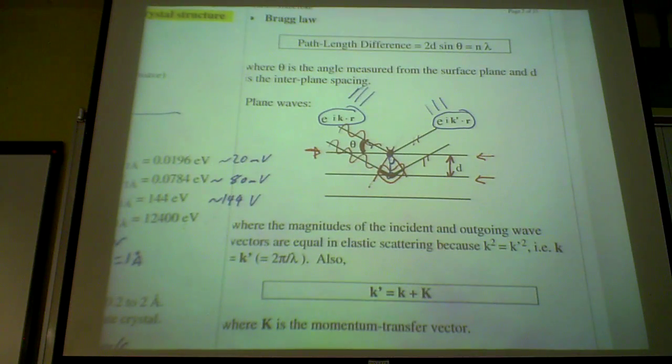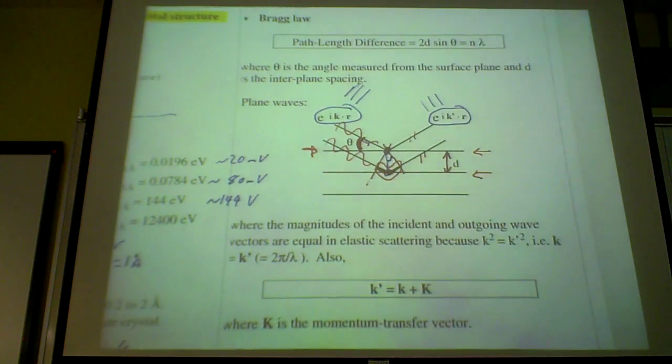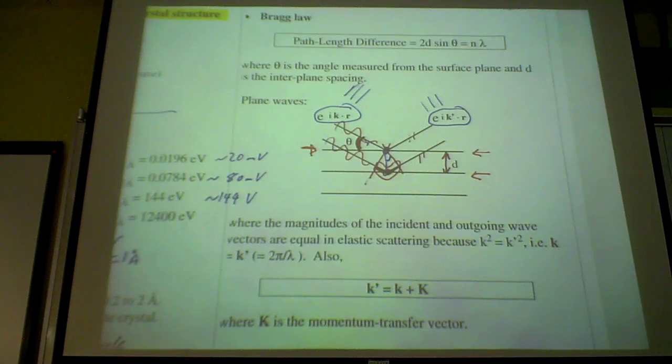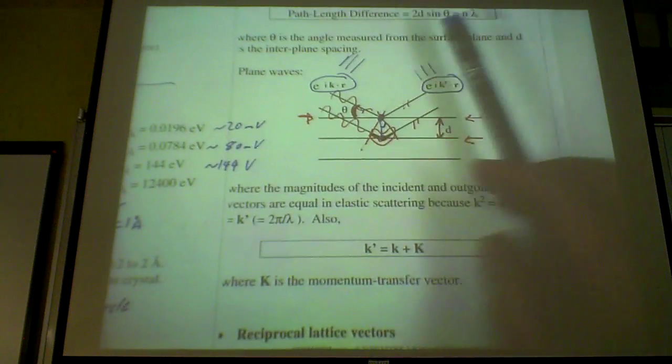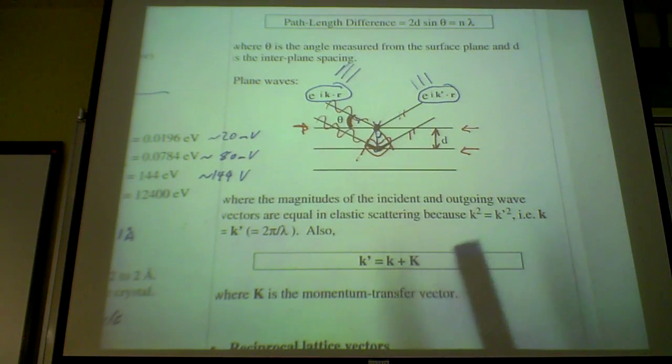In order to have diffraction phenomena, in order to see a line or spot in your diffraction pattern, this path length difference has to be an integer times the wavelength itself. If you don't have that, you would have destructive interference, and the wavefronts would cancel each other, so you would not see anything. So that's Bragg's law. I think we're familiar with this.